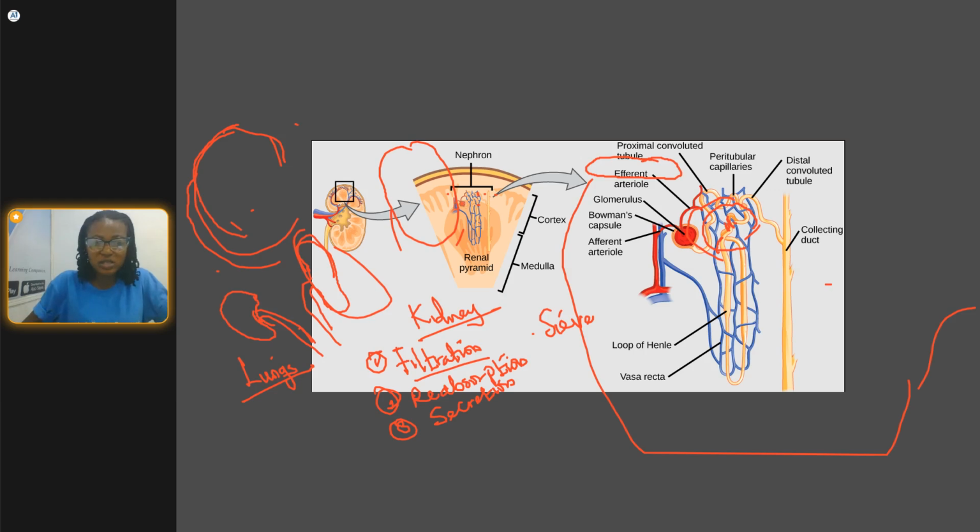Please take note of that. The waste product of the lung is the carbon dioxide. The lungs expel carbon dioxide and water vapor during exhalation. So the major excretory products of the lungs are CO2 and water vapor.